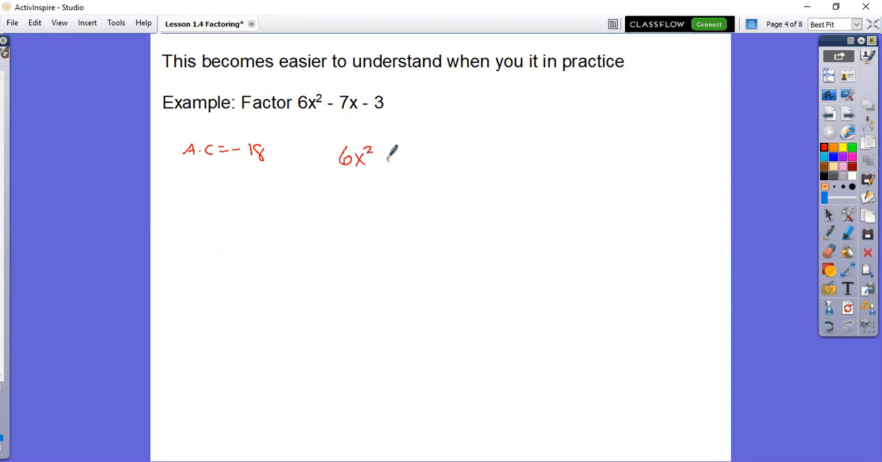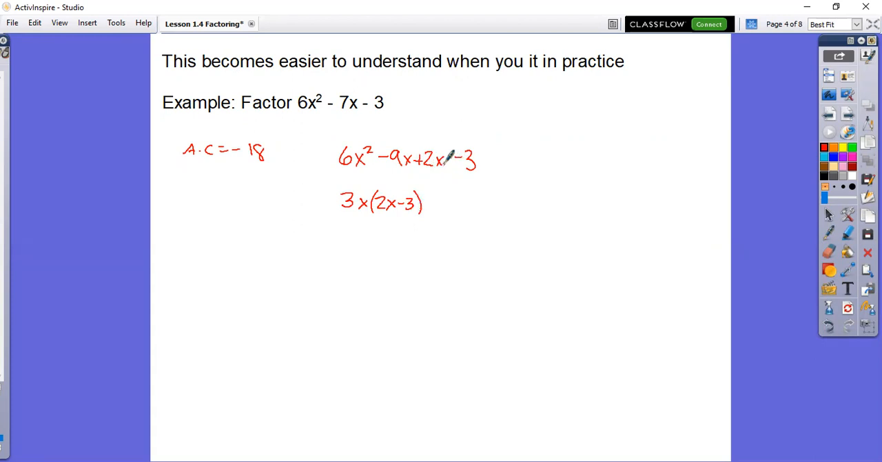So I'm going to break this up into 6x squared minus 9x plus 2x minus 3. Notice that it's okay for me to do this because -9x plus 2x is still -7x, so I didn't change anything. I just changed what the terms look like. So now I'm going to look at these first two terms and factor out the greatest common factor I can find between the two of these. So that greatest common factor here is 3x. And when I factor out 3x, I'm left with 2x minus 3.